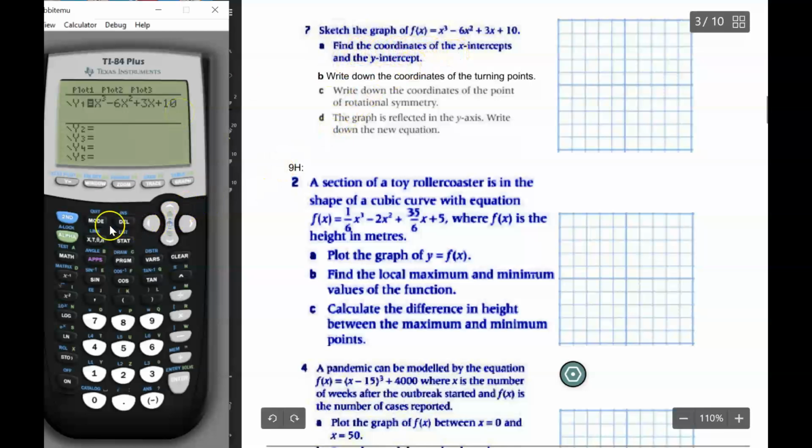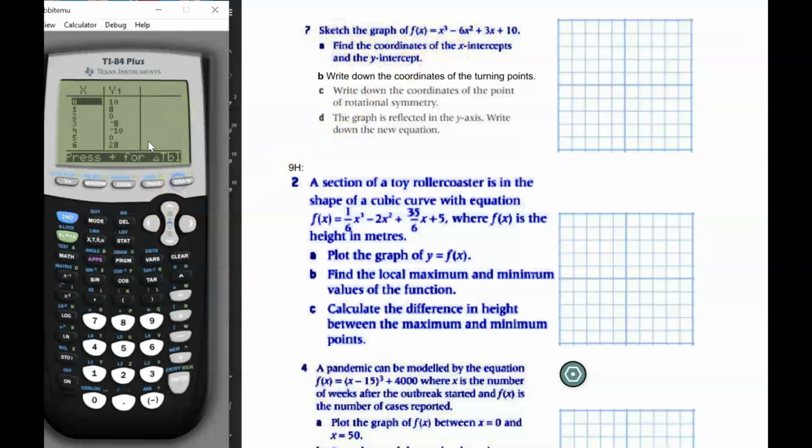So remember, y-intercept really easy. There are a couple ways to do it. The second table is the easy way. X equals 0, y equals 10. So the y-intercept is 10.